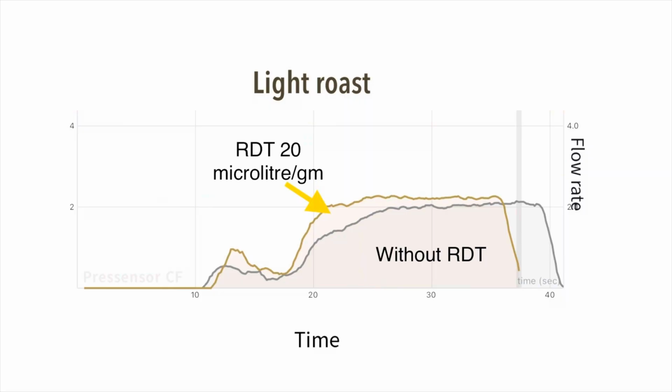So what's going on? So what I did was I tested again with 20 microliters per gram, but this time I ground the coffee immediately. And I found that the extraction time was still a little bit kind of fast, but not as fast as by just leaving the beans.